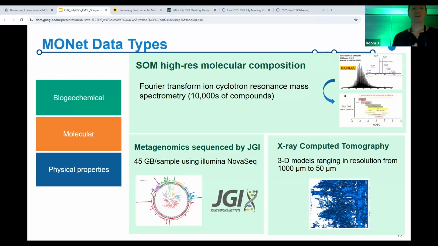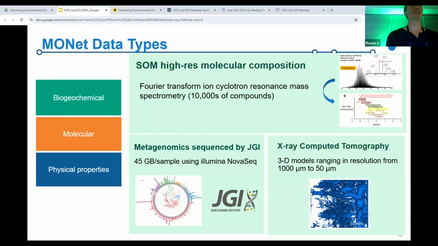And then we also collaborate with the Joint Genome Institute to provide our users with sequencing data so they can know what are the microbes in their soil. And again, we're connecting across what the microbes are doing, what the soil structure looks like, which is the X-ray computed tomography. So we're trying to bridge across these three biogeochemical, molecular, and physical properties to provide that complete picture to our users.